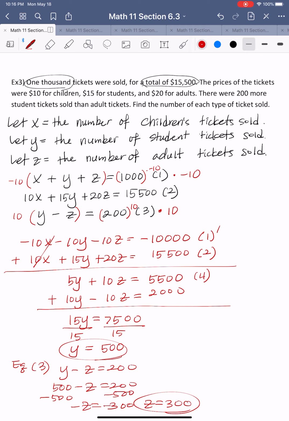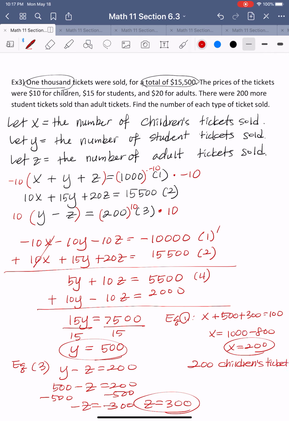So I'm gonna use the equation 1, which is x plus y plus z equal to 1000. So x equal to 1000 minus 800. So x equal to 200, okay? So now we had it, right? So there'll be how many? 200 children tickets. And then 500 students tickets. And then 300 other tickets. Sold, okay? So yeah, so this is all.